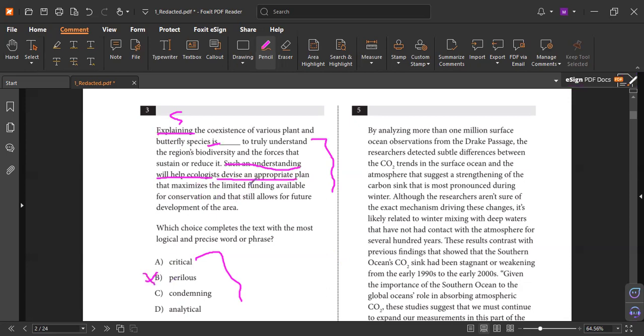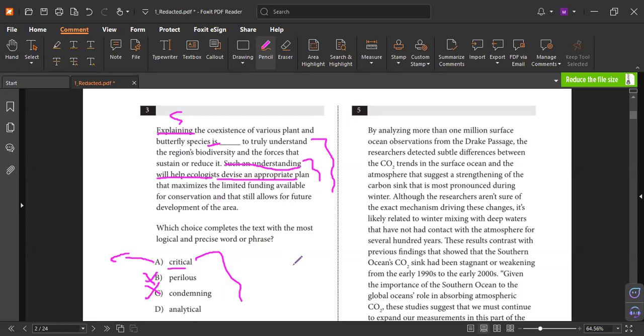So what is this explanation? Dangerous? How? This something will help us to understand. This something is important to know the biodiversity and the forces. So how can it be wrong? Condemning, of course, is wrong. It's a negative idea. So is it A or letter D? Analytical means this explanation is based on reasons, based on details. Okay, but here we don't have any details to prove this point. But critical means it's very crucial, important to understand something. So this is evidence to support the letter A.